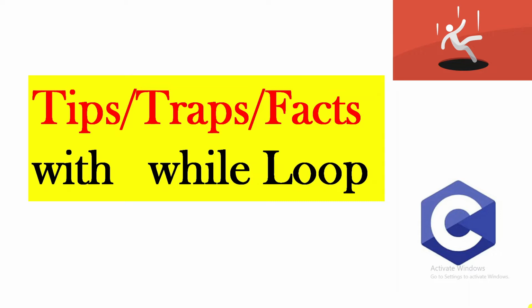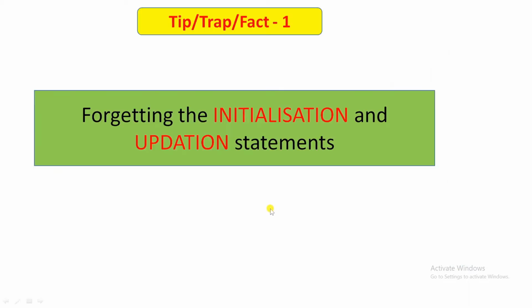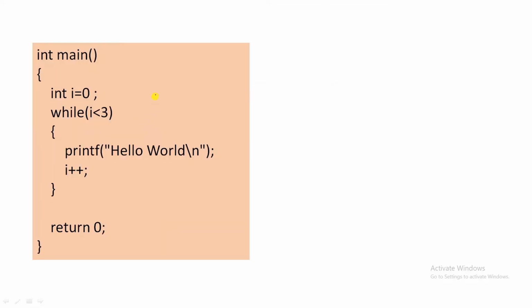So let's start. The first tip I want to give you is that sometimes while using the while loop we forget the initialization of the variable, or we forget the updation statement. What does it mean? For this program, what will be the output? This program is printing hello world 3 times, which we have seen earlier also. For i equal to 0 we come inside, then for i equal to 1 also, and for i equal to 2 also, and we print hello world 3 times, right?